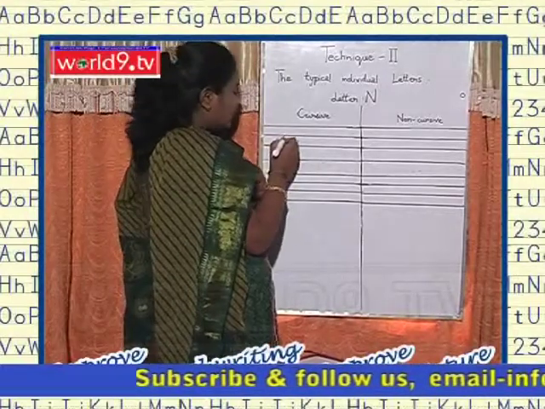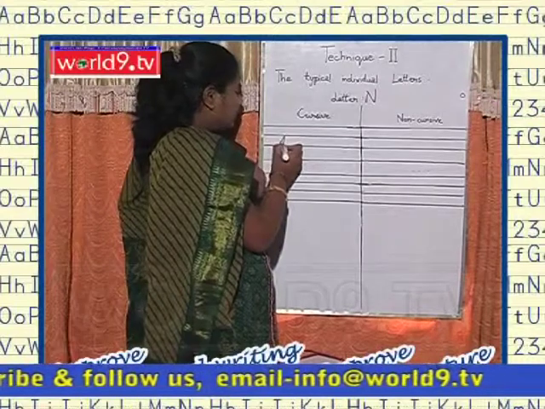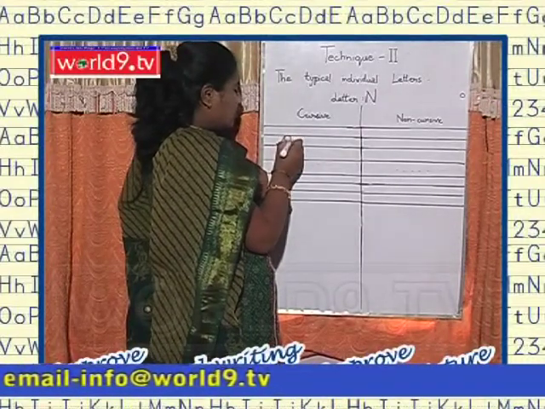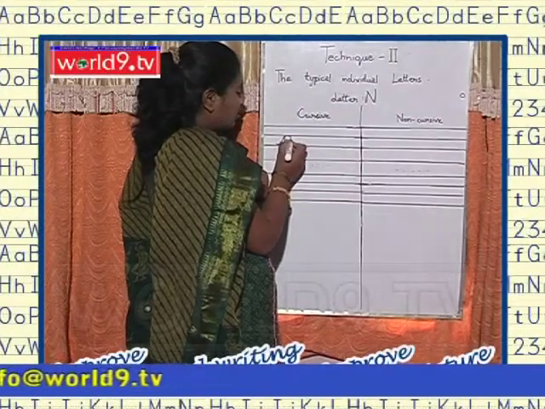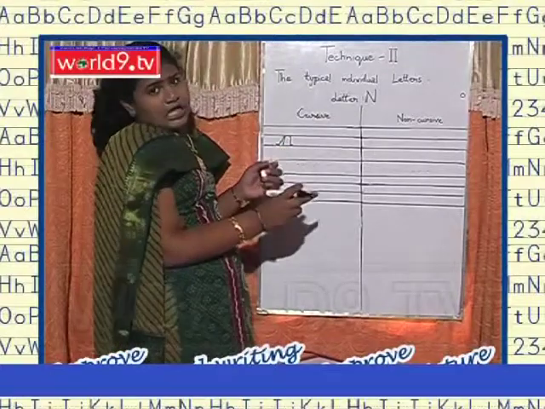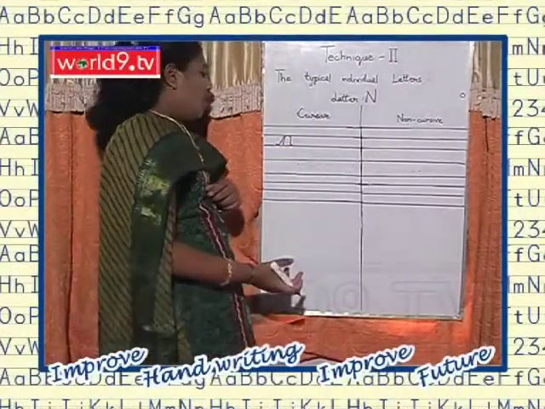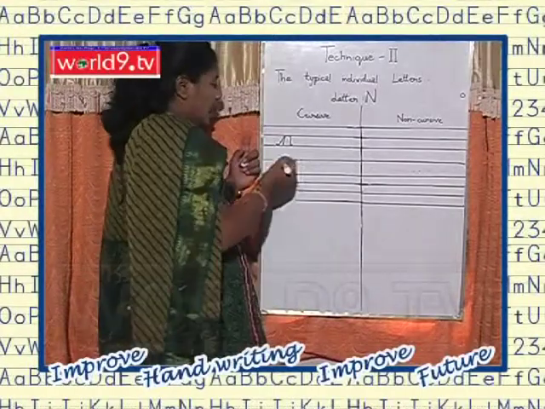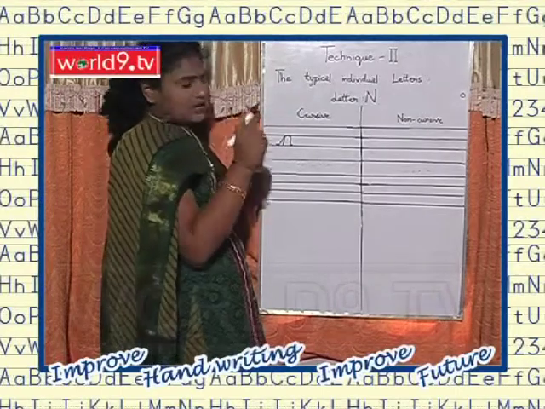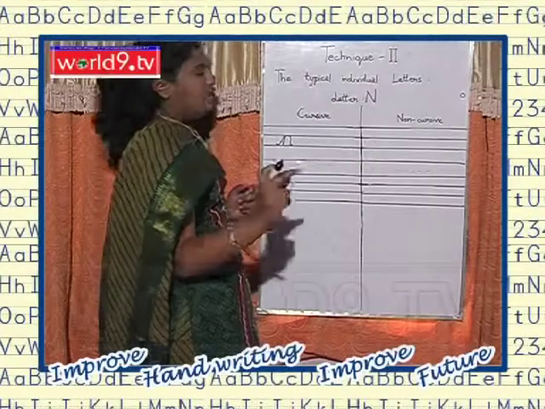From there again draw a straight line till the base line, and from the base line you draw an arch shape like M. There is a small difference between M and N. What is that? M has two arch shapes, and N has one arch shaped structure.